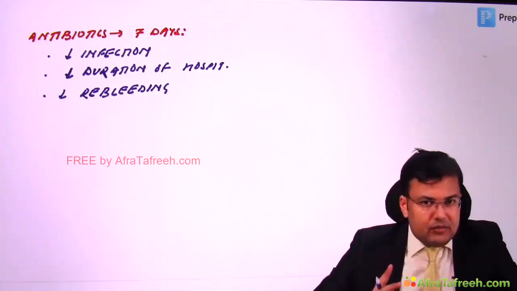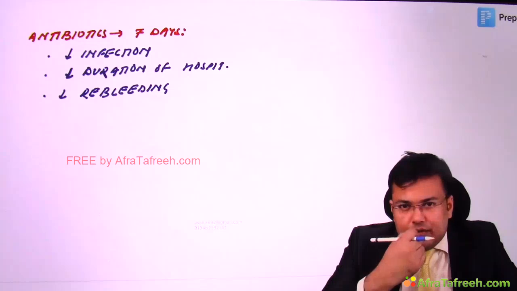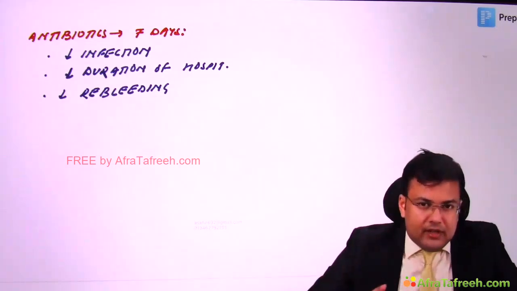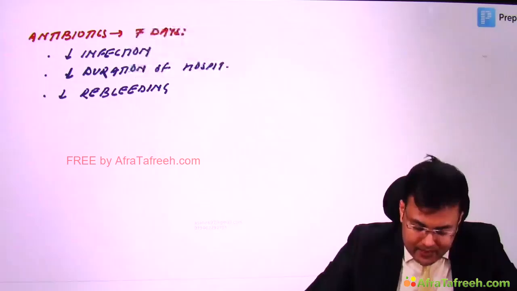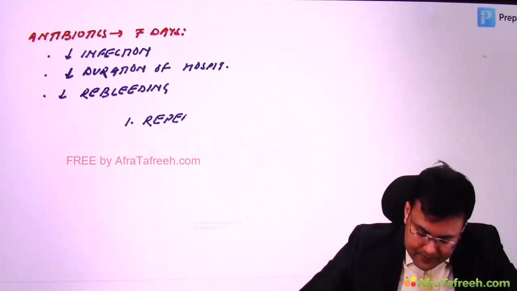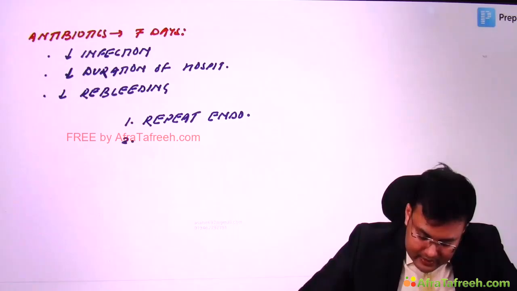Now see a second situation. This question was asked in AIIMS. In a patient of esophageal variceal bleeding, endoscopic variceal ligation was done and patient was shifted to the ward. Within 24 hours, rebleeding occurred. What is the next best step? First, repeat endoscopy. And second, surgical intervention like TIPS or shunt.